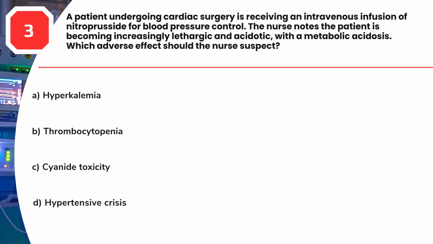Question 3. A patient undergoing cardiac surgery is receiving an intravenous infusion of nitroprusside for blood pressure control. The nurse notes the patient is becoming increasingly lethargic and acidotic, with a metabolic acidosis. Which adverse effect should the nurse suspect?